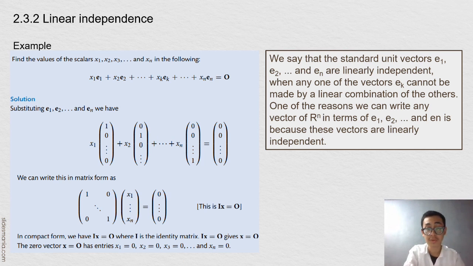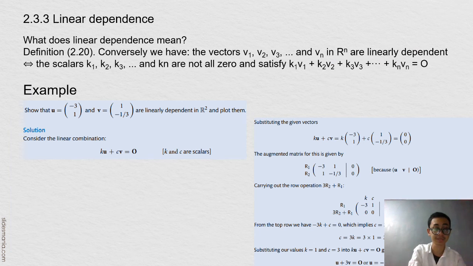Linear independence. This is the example. We say that the standard unit vectors a1, a2, and an are linearly independent when any one of the vectors ak cannot be made by a linear combination of the others. One of the reasons we can write any vector in R n in terms of a1, a2, and an is because these vectors are linearly independent.